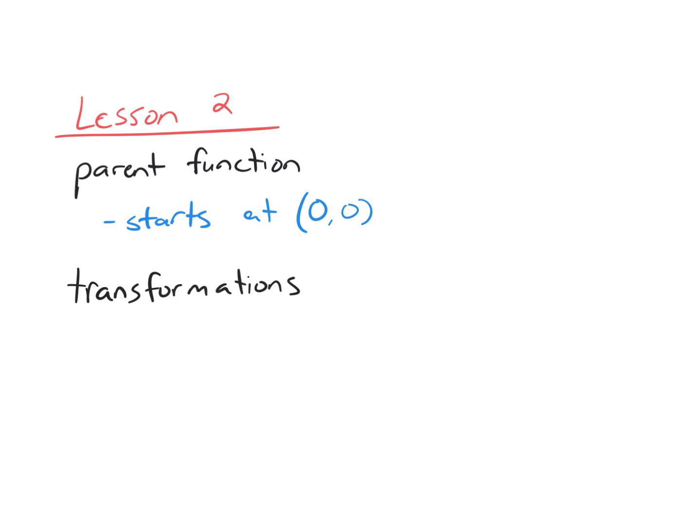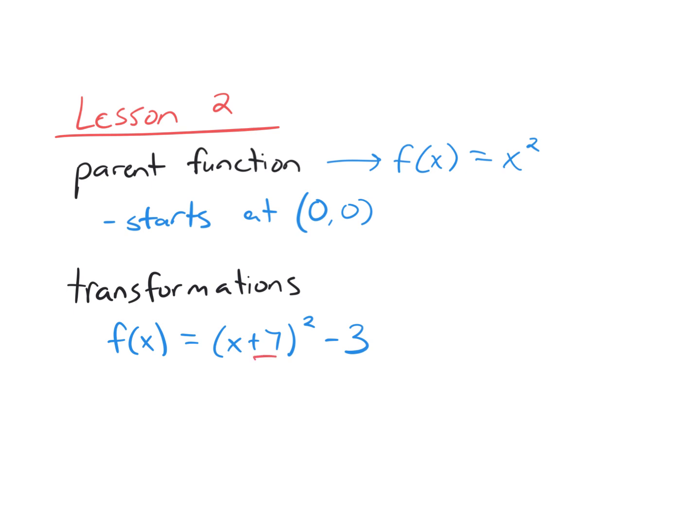I'm going to throw a specific example in there to help us understand this. The example I want us to write down is f of x equals (x plus 7) squared minus 3. If I was talking about the parent function to this, it would be f of x equals x squared. Looking at this transformation, how many different ways are we moving? 2, right? Because this plus 7 tells me something, and this minus 3 tells me something.